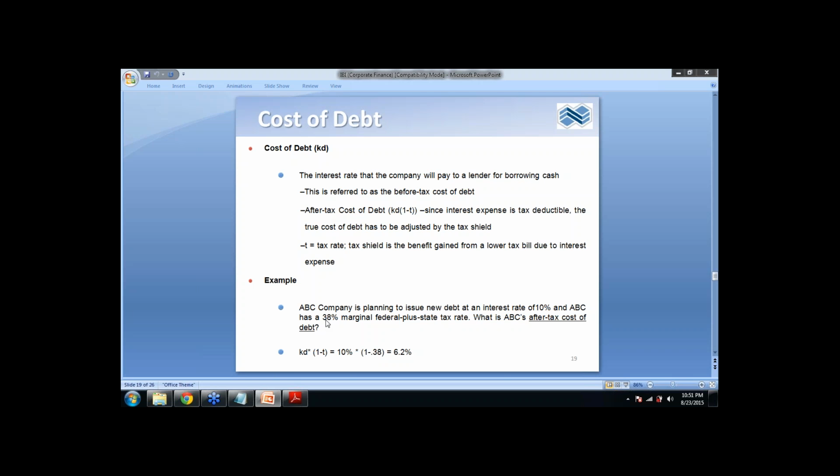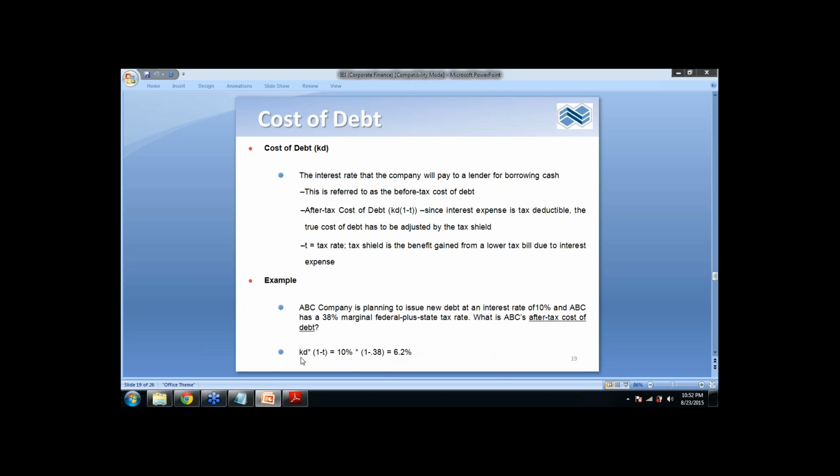So there is an example here, participants. Let's say there is an organization who is planning to issue a new debt at an interest rate of 10%, and ABC has about 38% of federal plus state tax. Okay, 38% they have to pay as a tax, and then 10% of the interest rate. So what is the after tax cost of the debt? Okay, after paying the tax, what is the cost of the debt?